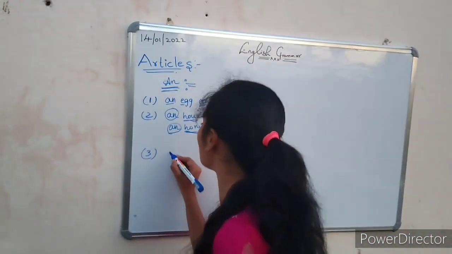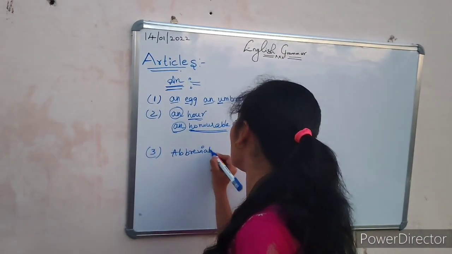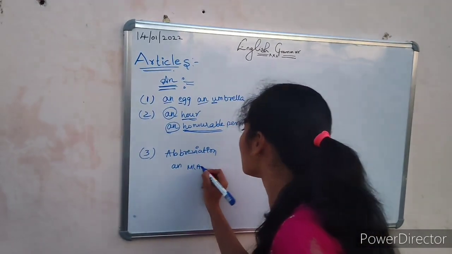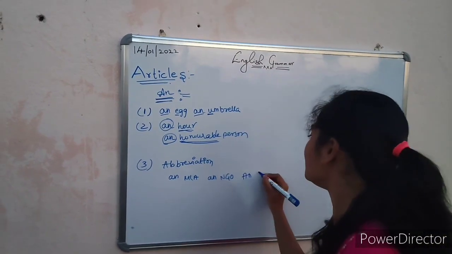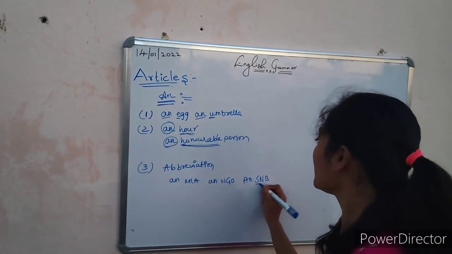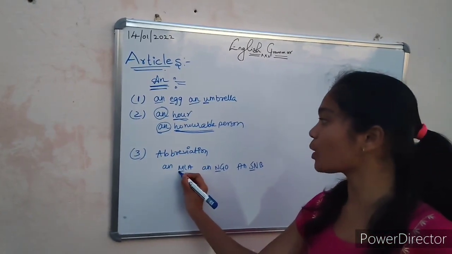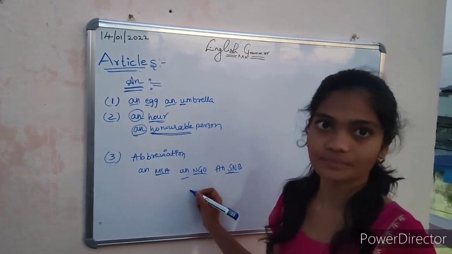And in the third case, before abbreviations like an MLA, an NGO, an SNB. Here these are consonants, but if you observe the pronunciation and sound, they give a vowel sound, so we use the article an here.